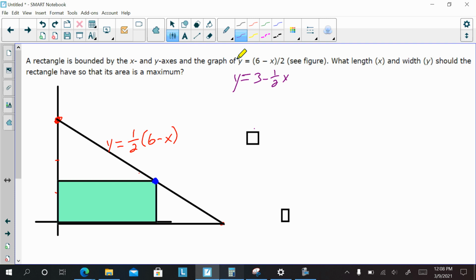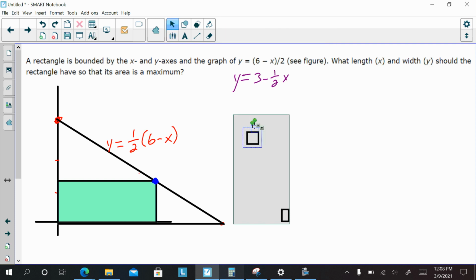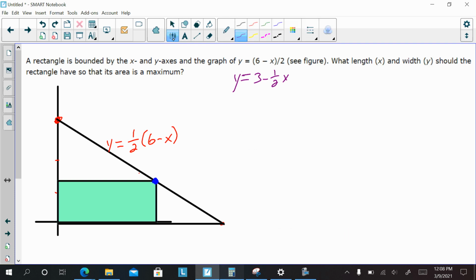So what are the dimensions of the rectangle going to be? Let me get rid of these pieces. The horizontal distance is x. This vertical distance is y. If we look at this ordered pair, it is x and y. The area of this rectangle would be given by x times y. Measured from the y-axis over to here, that's the x amount. Measured from the x-axis up to here, that's the y amount. Notice there are 2 different variables in this equation. We can't have 2 different variables, so we need to get rid of one.